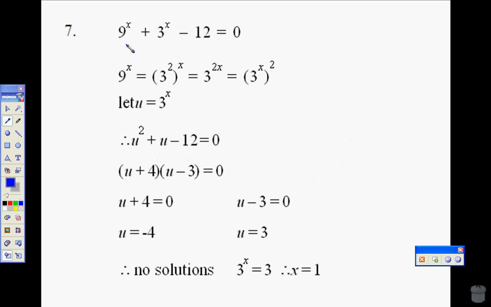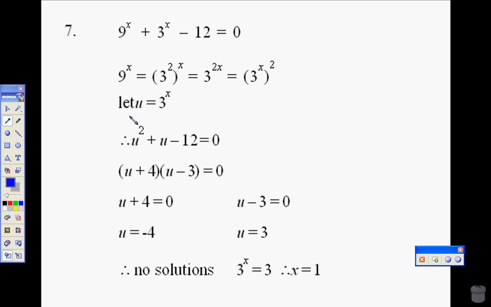This one's a little bit tricky because you've got 9 to the power of x and 3 to the power of x. Again, just relies on you playing around with your arithmetic here. 9 to the power of x can be written as 3 squared, all to the power of x, which can be written as 3 to the power of 2x.